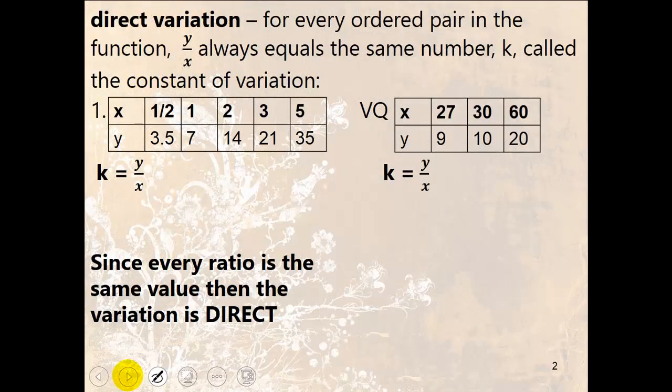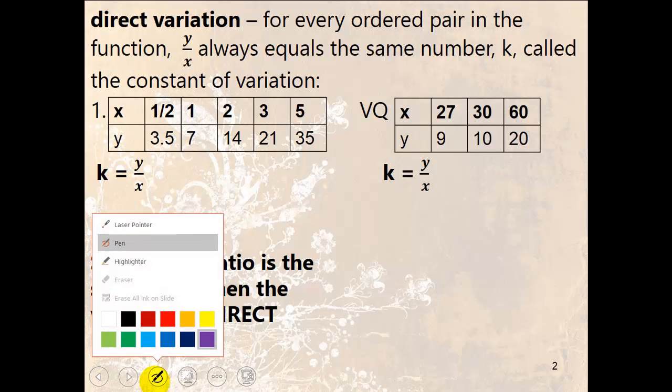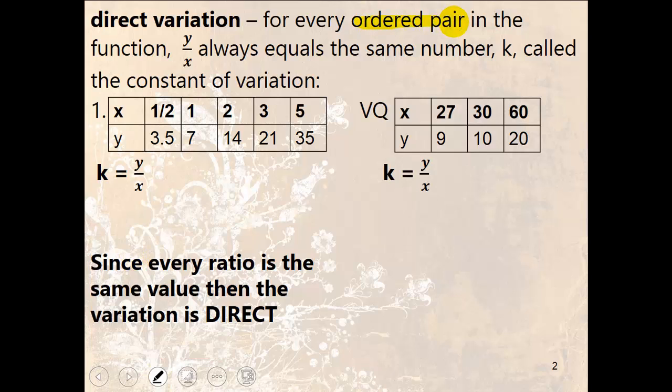So direct variation has a unique condition. When you look at the ordered pairs, whether it be in a table or on a graph, if you divide your y value by your x value, you always get the same number. So it has a constant ratio, okay? That number we call k is referred to as the constant of variation.